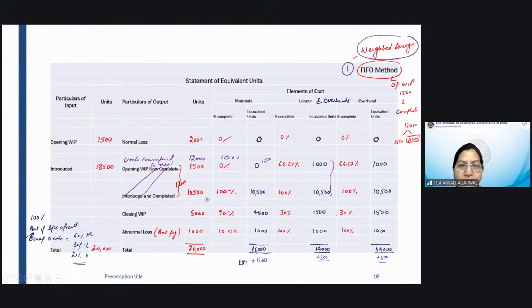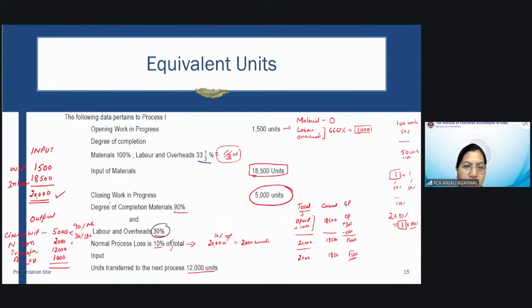Once again, we have a message. In this case, closing WIP should be 0% complete. Why should it be 0% complete? It's been given that your closing WIP was 90% complete and labor and overheads 30% complete. So whether you are following weighted average or FIFO, this will remain same.